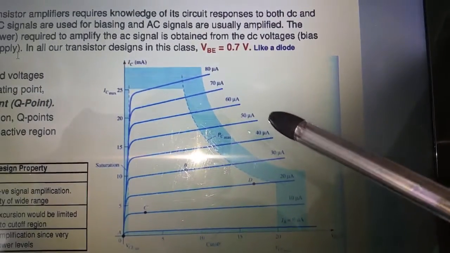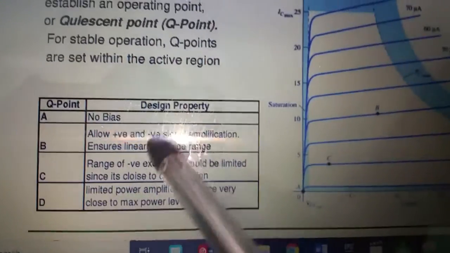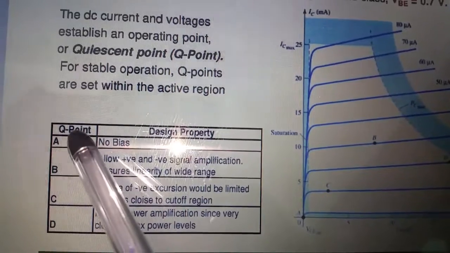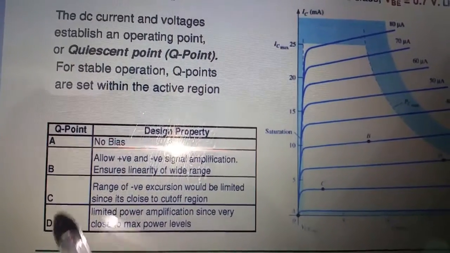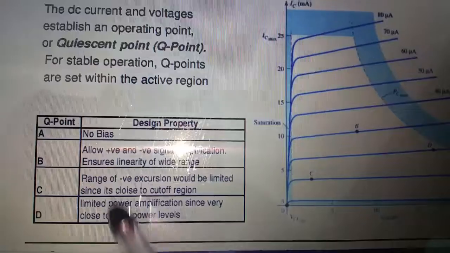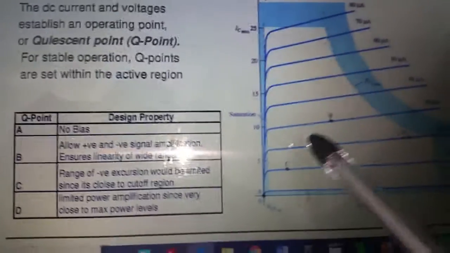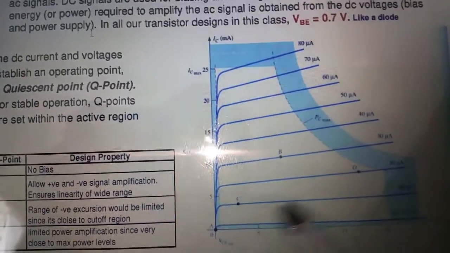So that's it. I don't want to go more than 4.5 or 5 minutes. If you bias your transistor so that the Q point falls at these areas, either A, B, C, or D, these will be the results that you have. You must know this by heart, and you should be able to say what will happen if you bias the transistor in any of these regions.